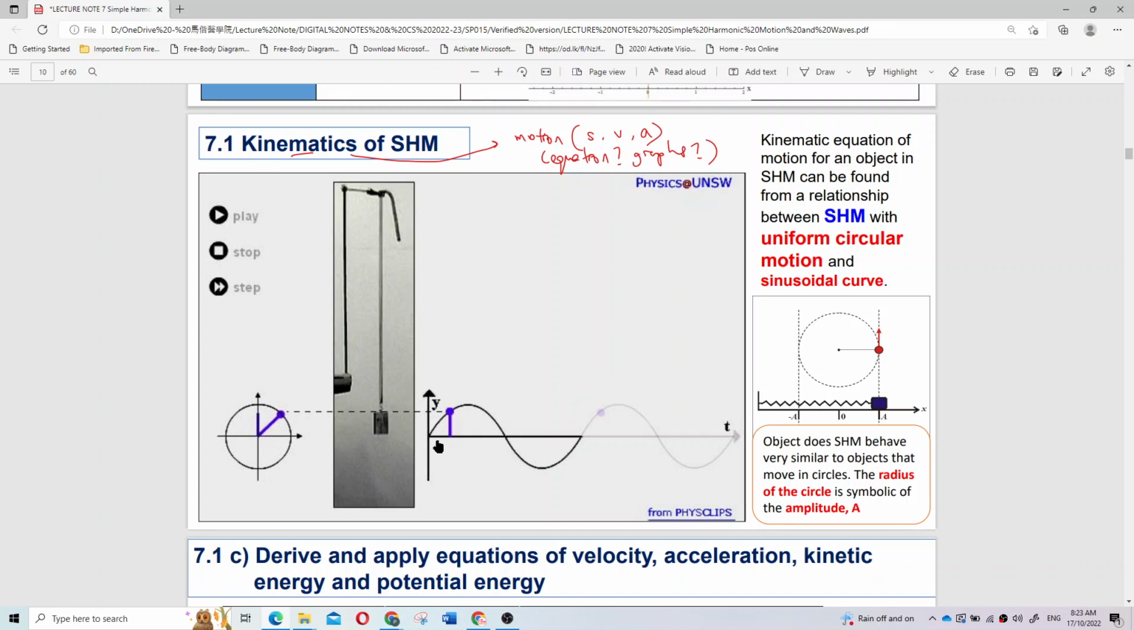So we need to know the characteristic first. How to get this? We need to know how to derive these equations, so that the equations are meaningful to us.